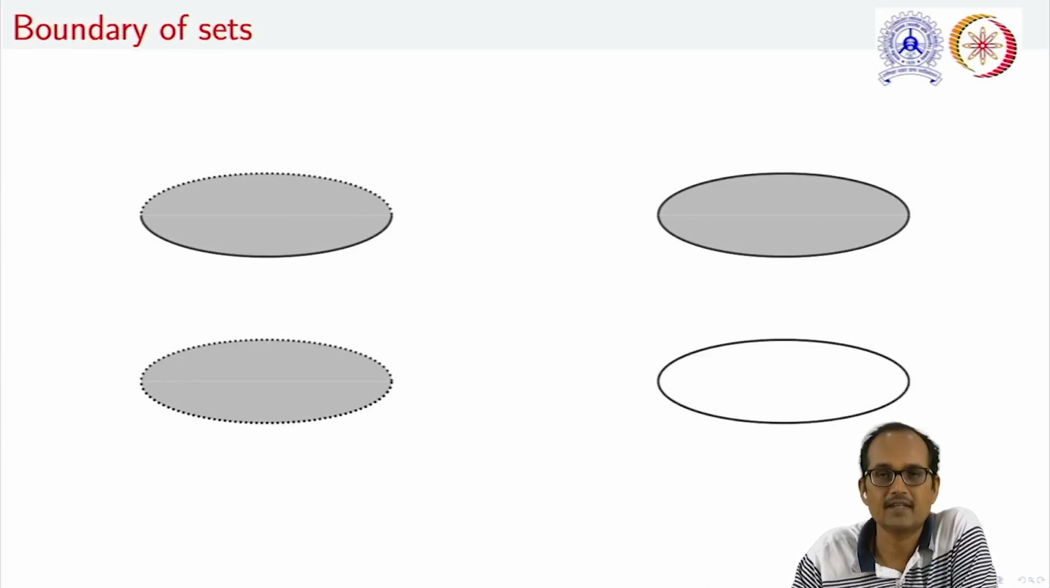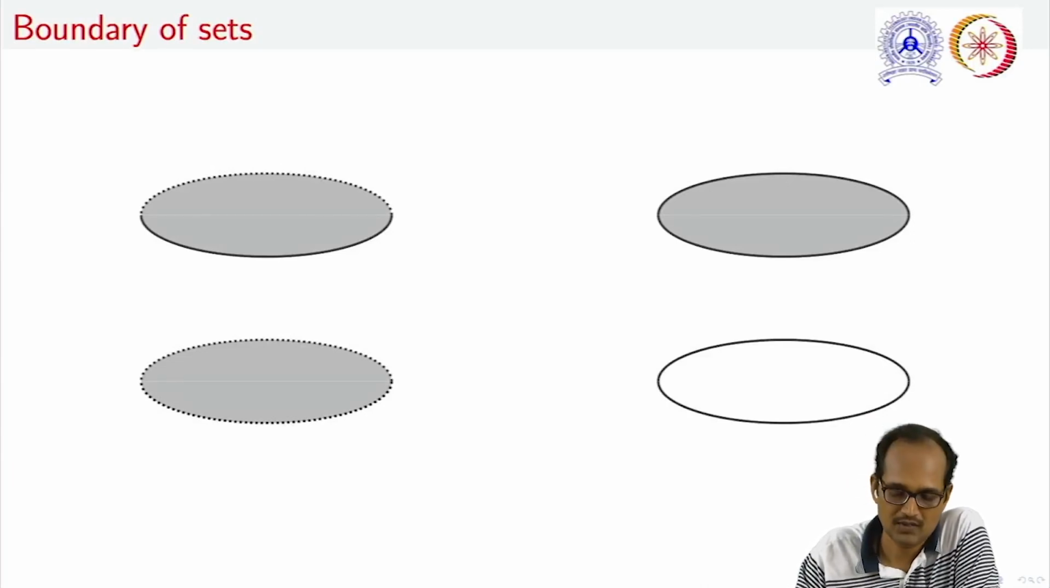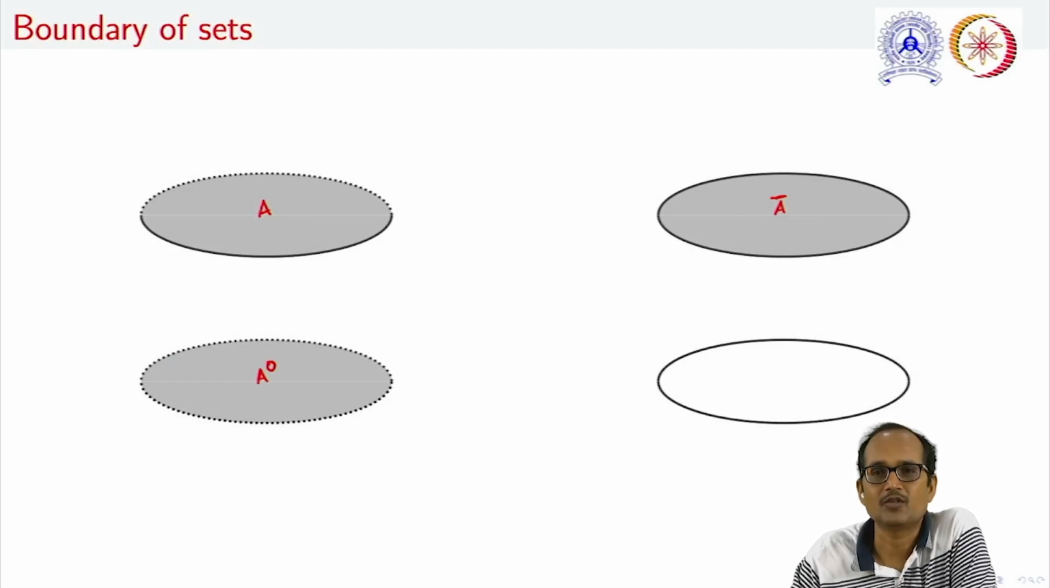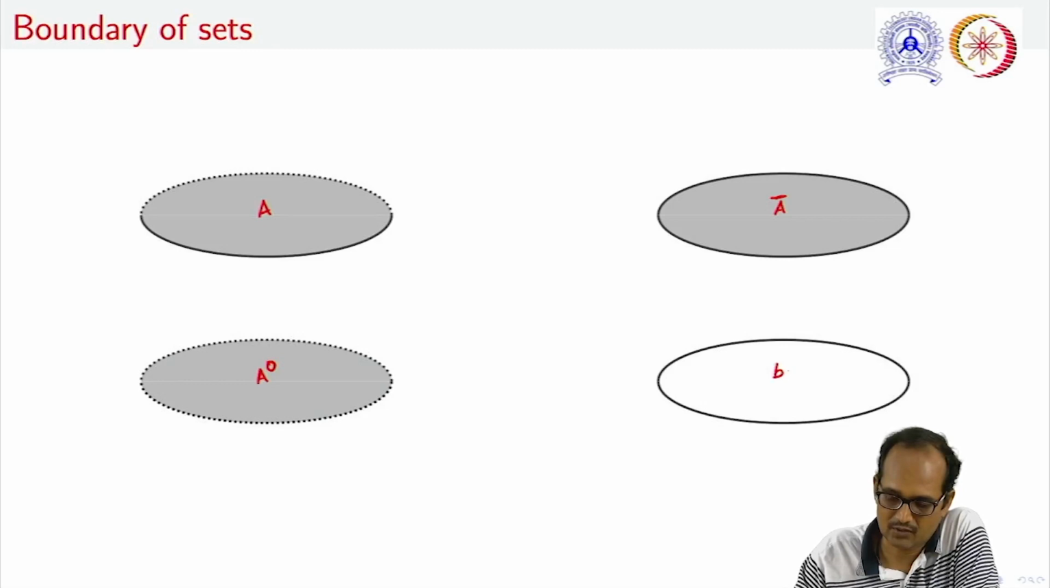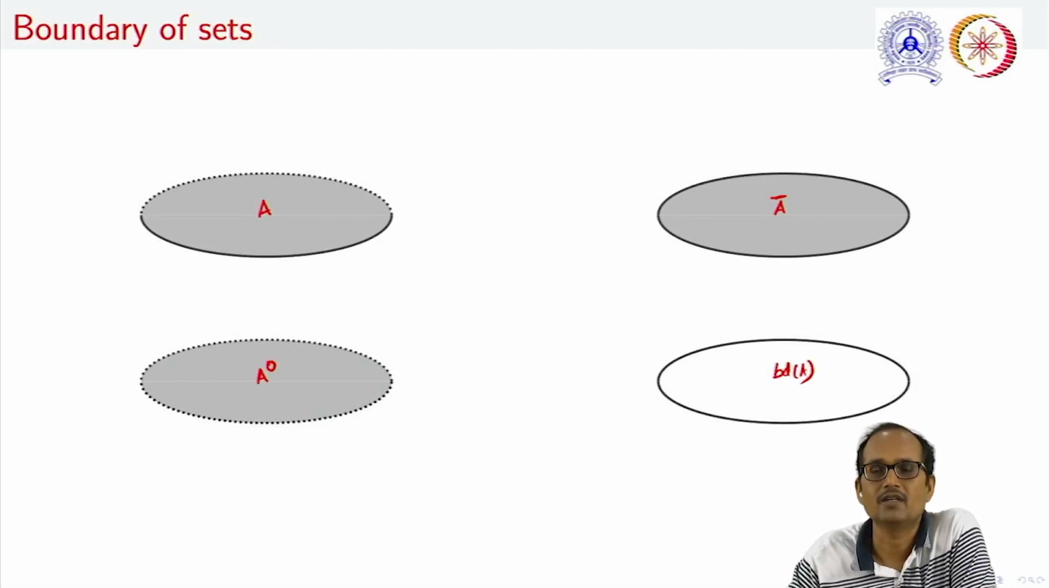For example, we are taking these pictures in R2. Let us take this as a set A. We have already seen that this one represents the interior of A, and this one is representing the closure of A. And if we are trying to find out the boundary of A, obviously this is the boundary of A, that is the closure of A minus the interior of A.